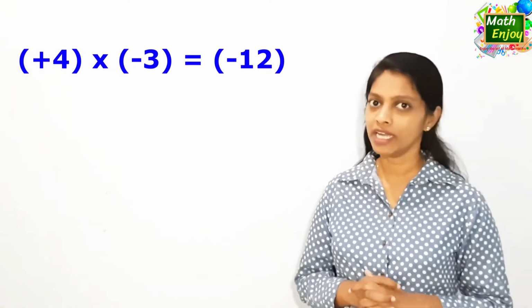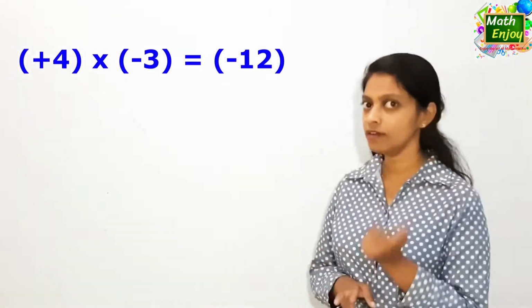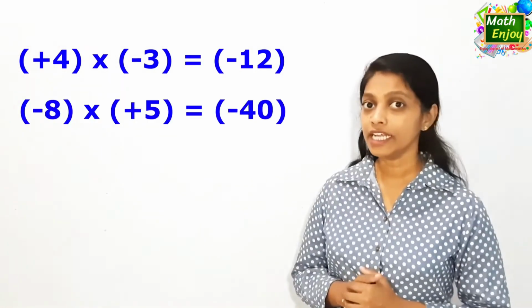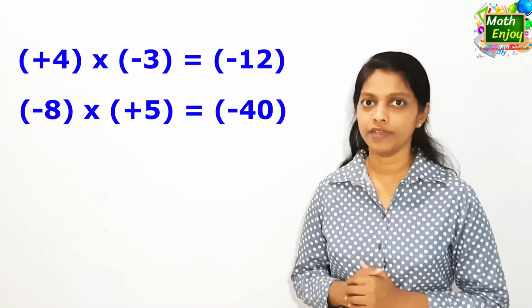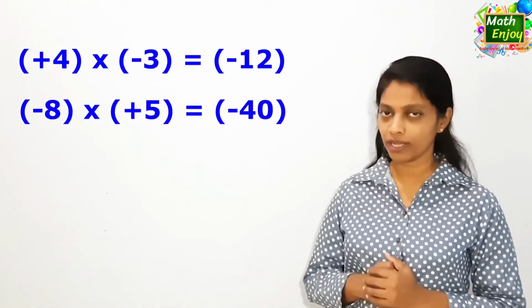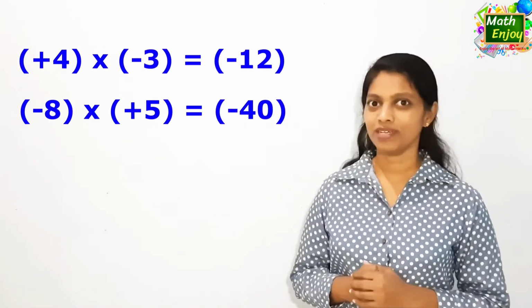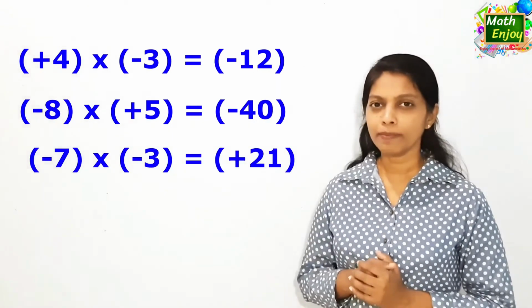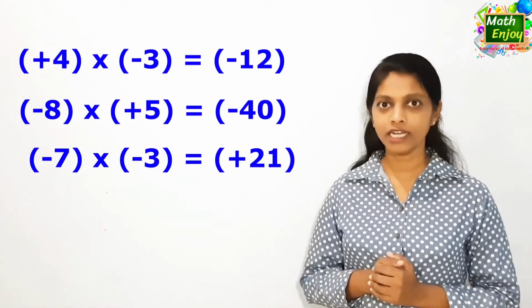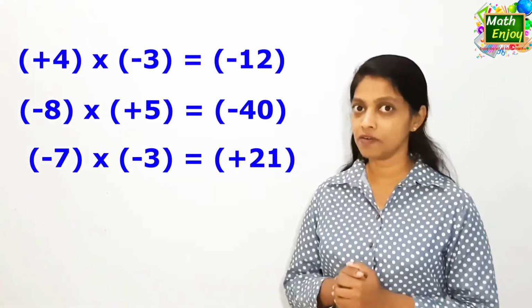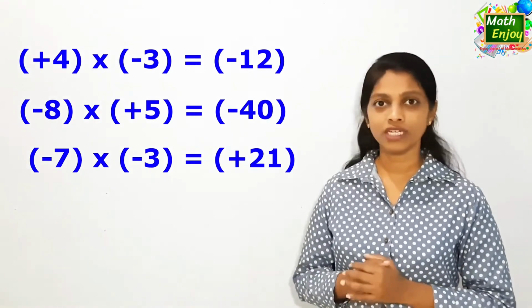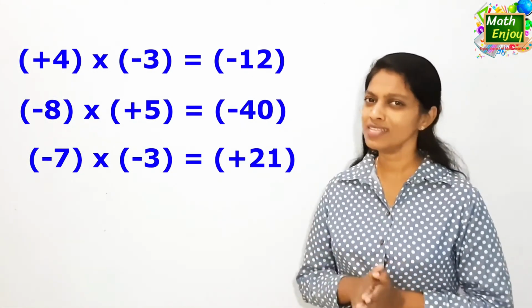Sign should be negative because one is positive and the other one is negative. So answer is negative. Then negative 8 multiplied by positive 5. 8 times 5 is 40. Sign should be negative because one is positive, other one is negative. Then negative 7 multiplied by negative 3. Both are negative. Then you will get a positive answer. 7 times 3 is 21. It is positive 21. Negative into negative is positive.